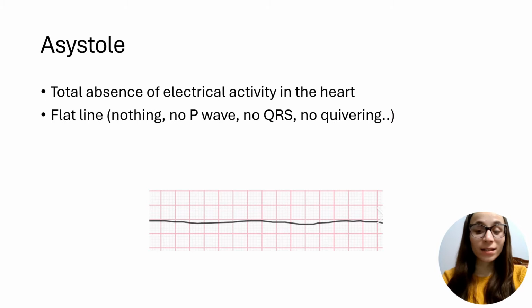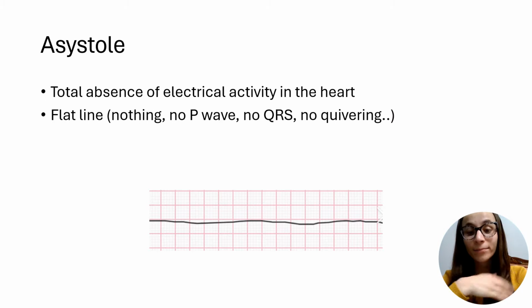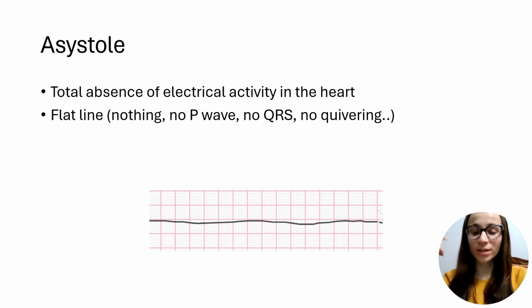Here's asystole, which is, as we call, a flat line, because that's pretty much what it is. There's no activity in the heart. There's no P waves, because there's no atrial contraction, there's no QRS, there's not even quivering. The heart's not even quivering. It's just nothing. There's no activity. So the person's dead. They're just flatlined.